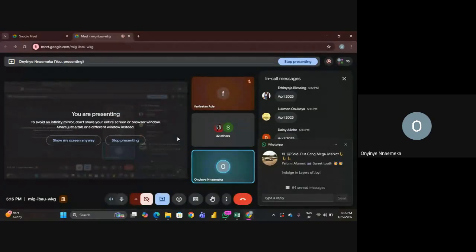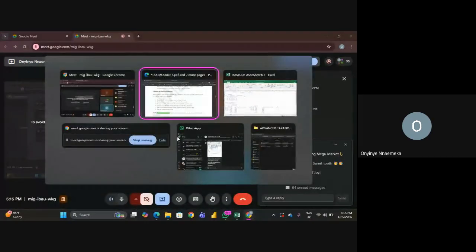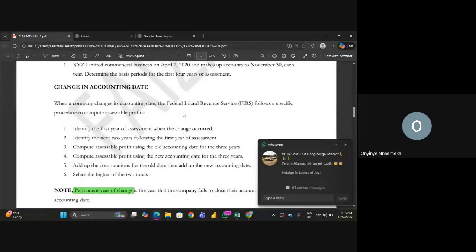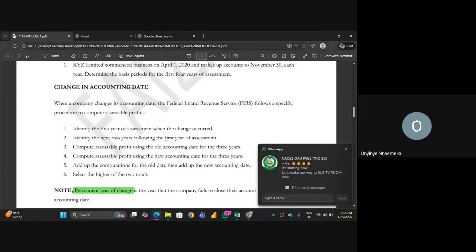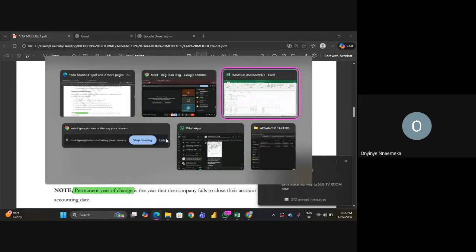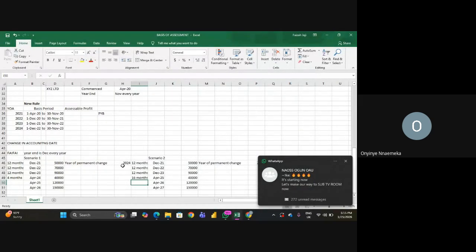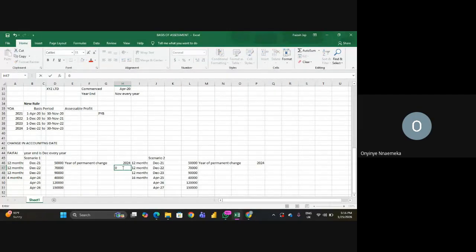Let's go back to our rules. So we have identified our year of permanent change. The next rule says identify the next 2 years following the year of first assessment. I would have changed it to first year of permanent change to make it simpler, but you can note that year of permanent change. So now we have recognized 2024 as our year of permanent change. The next 2 years is going to be what? 2025 and 2026.